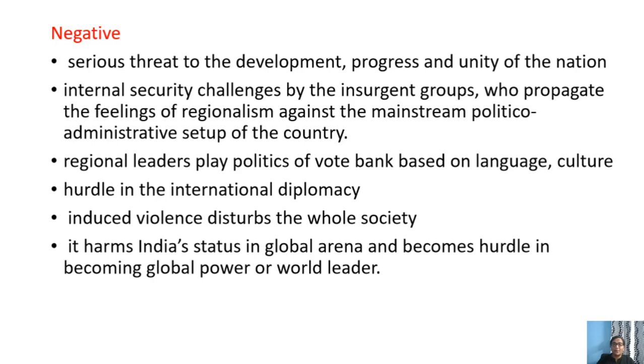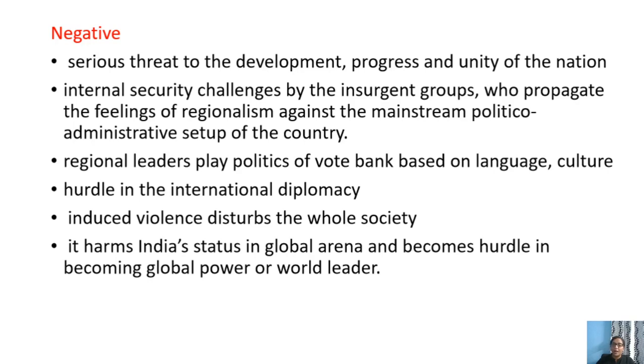Regionalism-induced violence disturbs the whole society, people are killed, students cannot attend schools and colleges, tourism cannot be promoted, etc. Now this impacts development of human resources, governments need to deploy extra forces to control the situation, and it has direct implications on the economy of the nation. Now impacted societies remain aloof from mainstream development, and then the regional variations and backwardness are clearly reflected. On the border front, it harms India's status in the global arena and becomes a hurdle in becoming a global power or world leader.